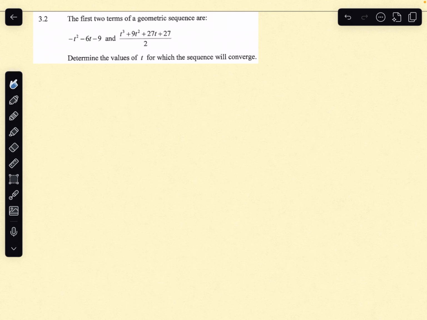We are rambling yet again, rambling about May 2022, paper 1 from the department, question 3.2. The first two terms of a geometric sequence are minus t squared minus 6t minus 9 and t cubed plus 9t squared plus 27t plus 27 divided by 2. Very weird looking terms, if I have to say so myself. Determine the values of t for which the sequence will converge.